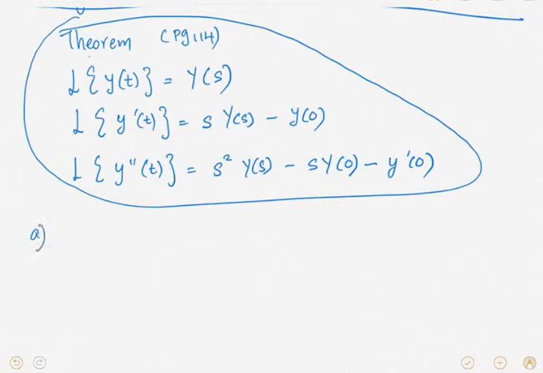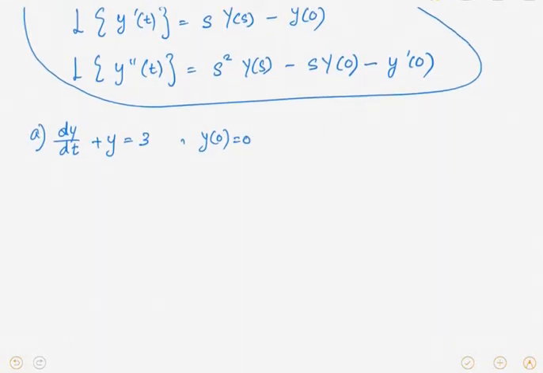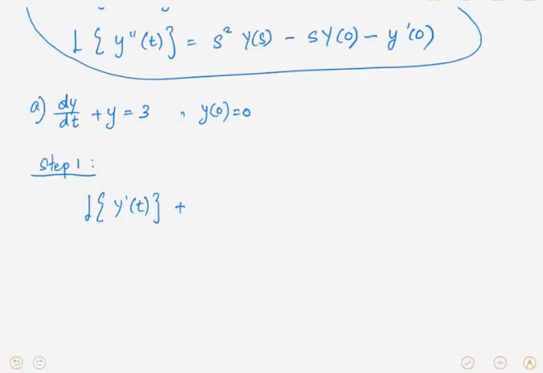Let's say you have the question dy/dt plus y equal to 3, and the initial condition is y(0) equal to 0. So what is step 1? The first step to solve this is you need to transform the differential equation on both sides. So dy/dt we transform into the Laplace transform of y prime(t), plus the Laplace transform of y, because of the y here, equal to the Laplace transform of 3.